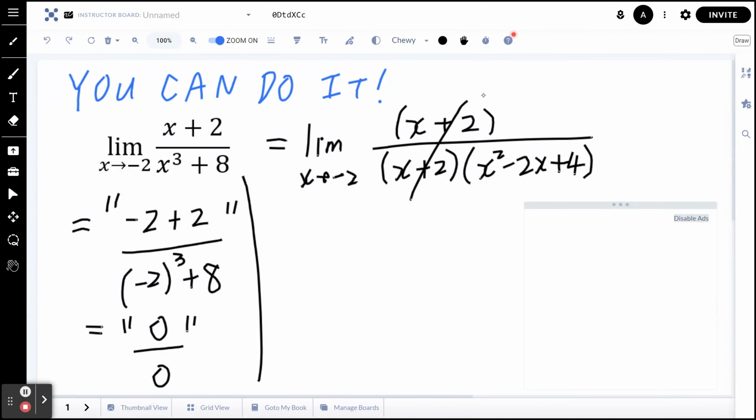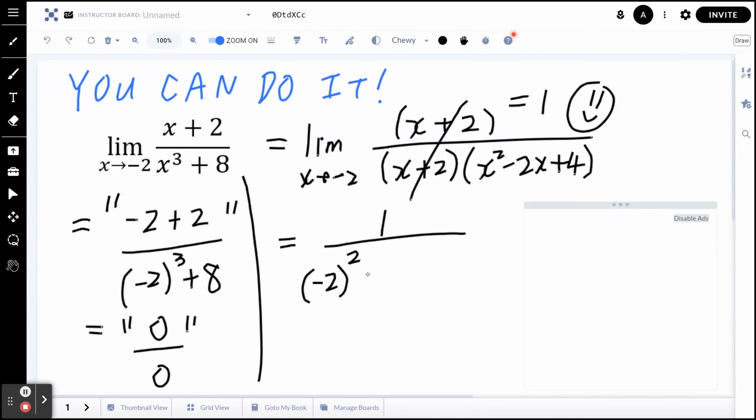Now, the reason why you know you're doing it right is because you can cross out x plus 2 divided by x plus 2 in this case, and this signals to you you're one step away from getting full marks. And when you go back and you plug in x to be negative 2, this will give you 1 divided by (negative 2)^2 minus 2 times negative 2 plus 4. And this is going to be 1 divided by 4 plus 4 plus 4, which is 1 divided by 12.